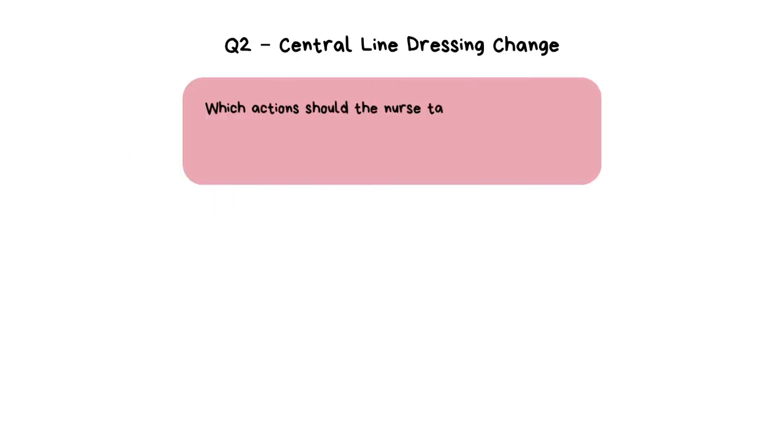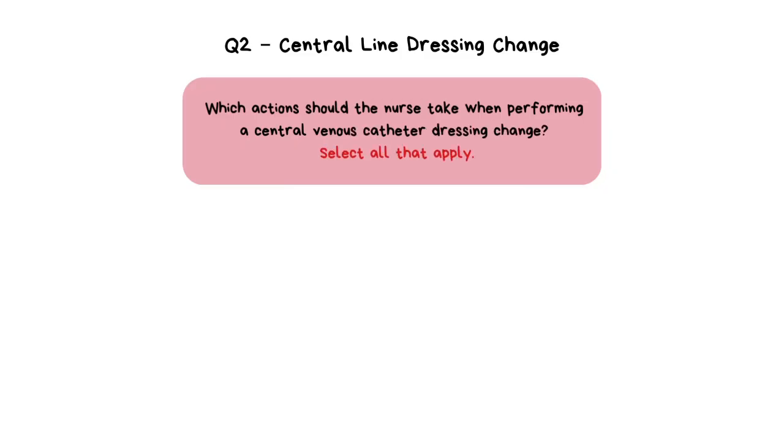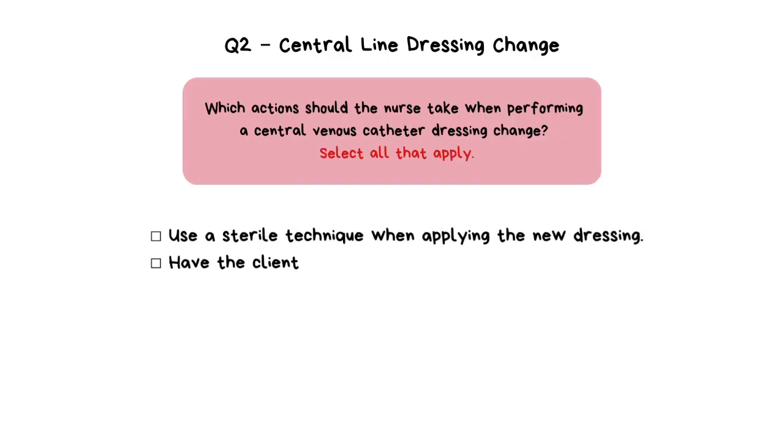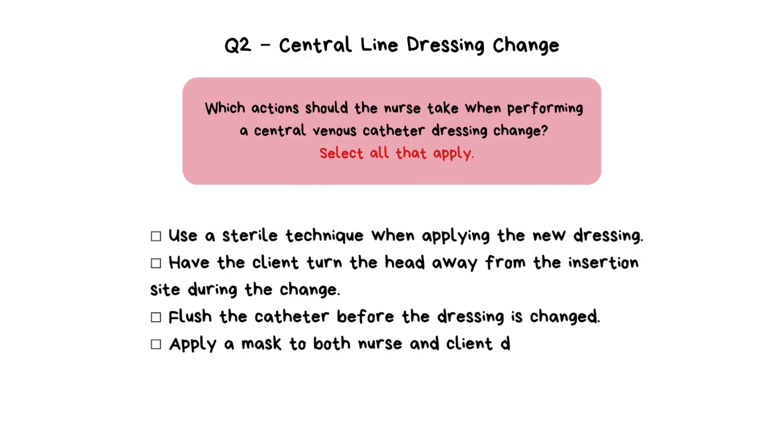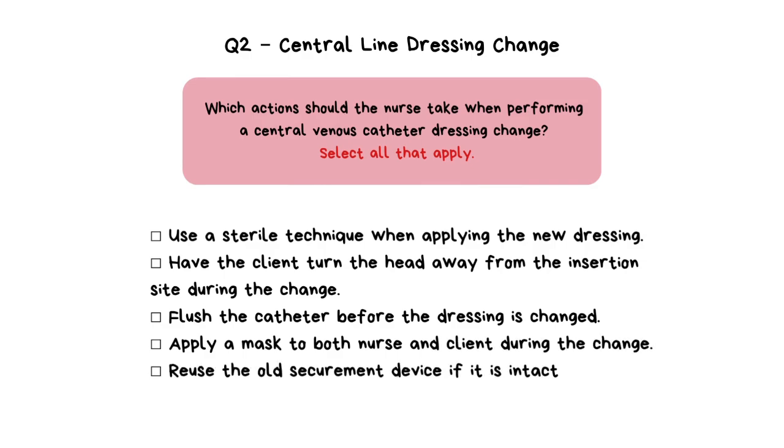The nurse is preparing to change the dressing on a client's central venous catheter. Which actions are correct? Select all that apply. Option 1. Use sterile technique. Option 2. Have the client turn their head away. Option 3. Flush the line before changing the dressing. Option 4. Apply a mask to both nurse and client. Option 5. Reuse the old securement device if it's intact. Take a moment and select all that apply.